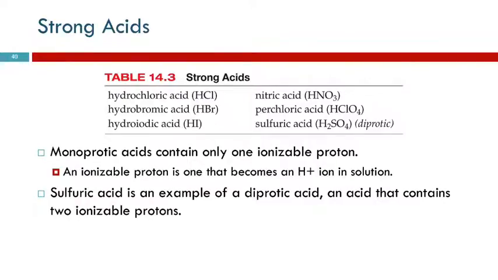There are 6 strong acids, and how you know which are the strong acids is you remember them. These are the strong acids. Monoprotic acids have one ionizable proton, one proton, monoprotic. We saw an example of a triprotic acid earlier. Sulfuric acid is an example of a diprotic acid. It's got 2 hydrogen ions. And it's actually only strong in the first ionization, but that's not going to matter for us.